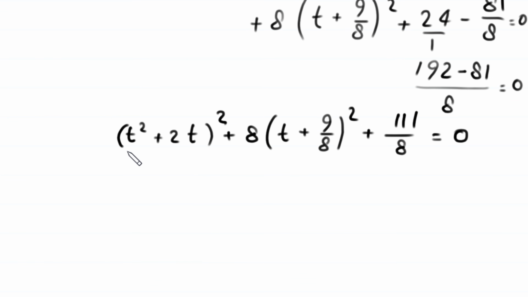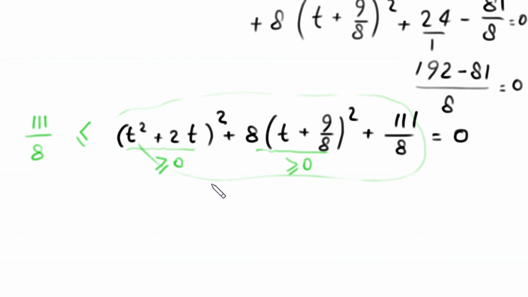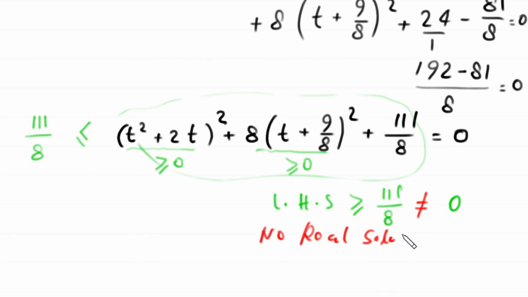This t squared plus 2t whole squared is always greater than or equal to 0, and this expression is always greater than or equal to 0, which means that this whole left hand side is always greater than or equal to 111 over 8. Left hand side is always greater than or equal to 111 over 8, which means that it can never be equal to 0. So no real solution is possible from this case.